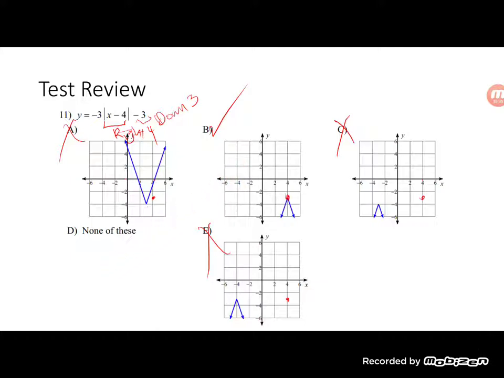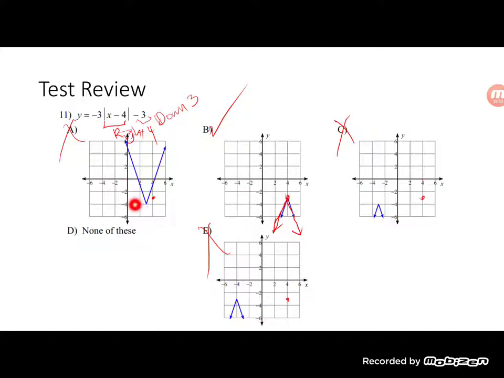Now, how could I further confirm that this is my function? Well, another thing you can look at is the negative, right? There's a negative 3 on there, which tells you that this thing should be facing down. And it does face down, which is good, right? So that means this looks even more like the correct answer.